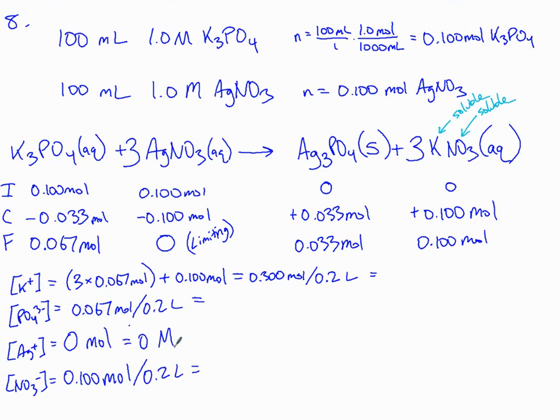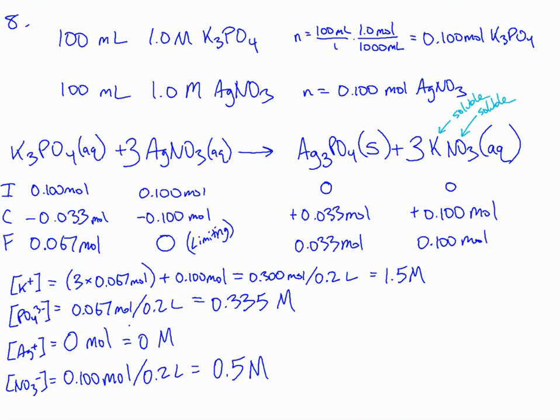So we have 0.3 divided by 0.2. This is 1.5 molar for the potassium ion concentration. Here we have 0.335 molar for the phosphate, 0 for the silver, and 0.5 molar for the nitrate.